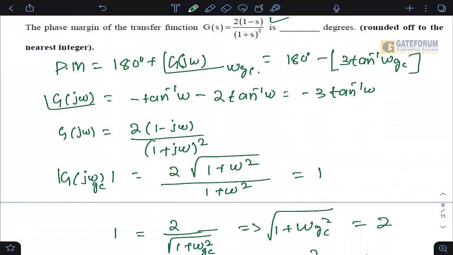So now you substitute omega gc equal to square root of 3. So my phase margin is nothing but equal to 180 degrees minus 3 tan inverse of root 3.